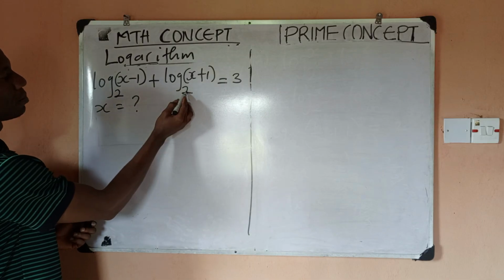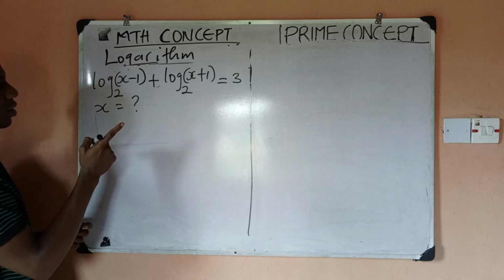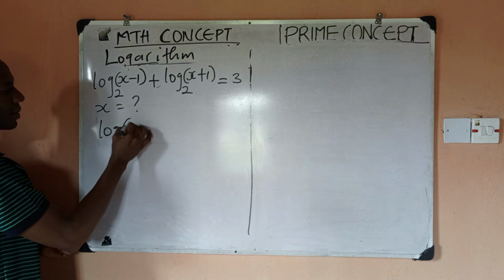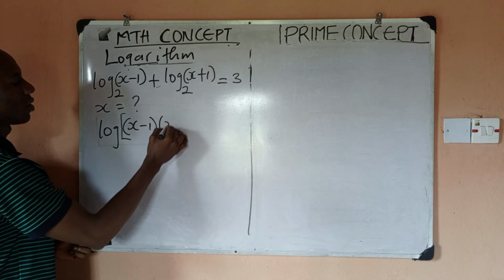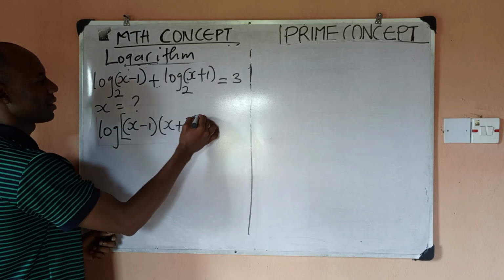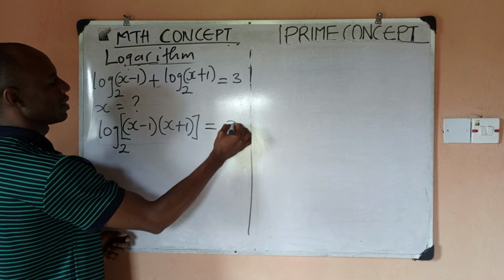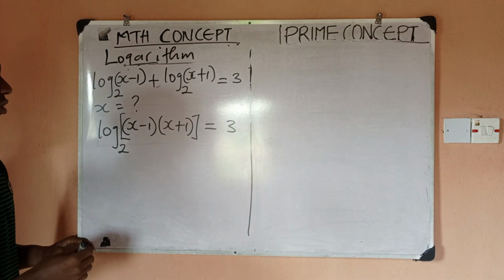Since we have a common base, addition can be changed to multiplication. So I would have log of x minus 1 multiplied by x plus 1, right? Yes, and this is a common base of 2. So this whole thing is equal to 3. So addition has been replaced with multiplication.